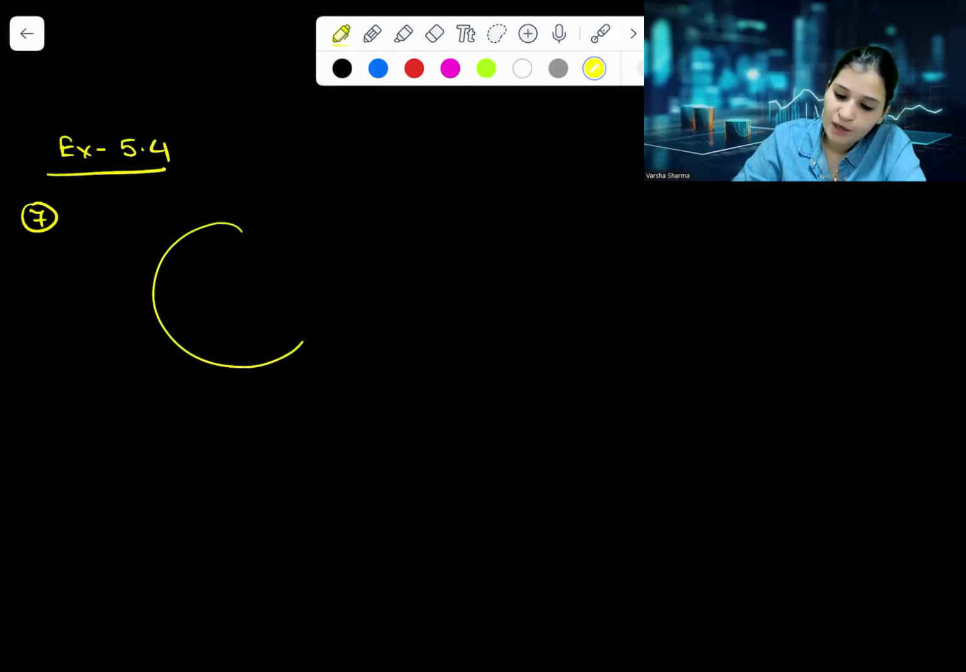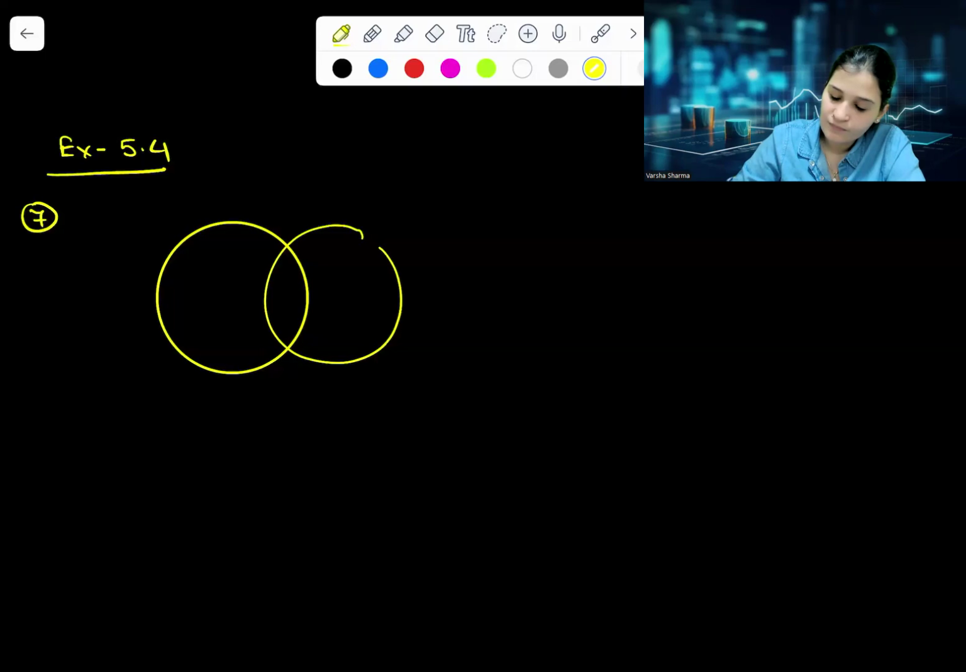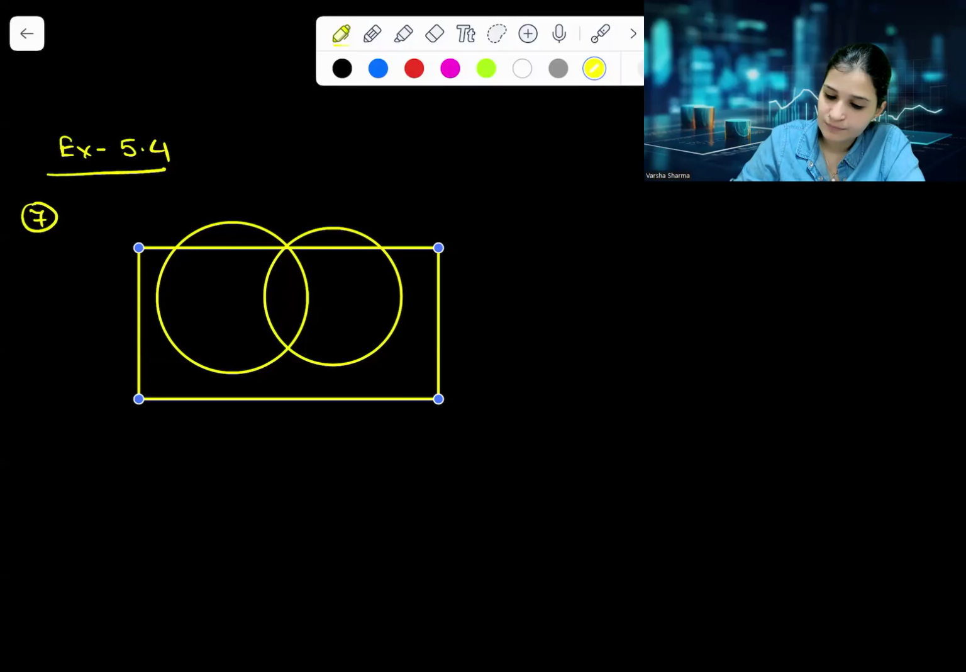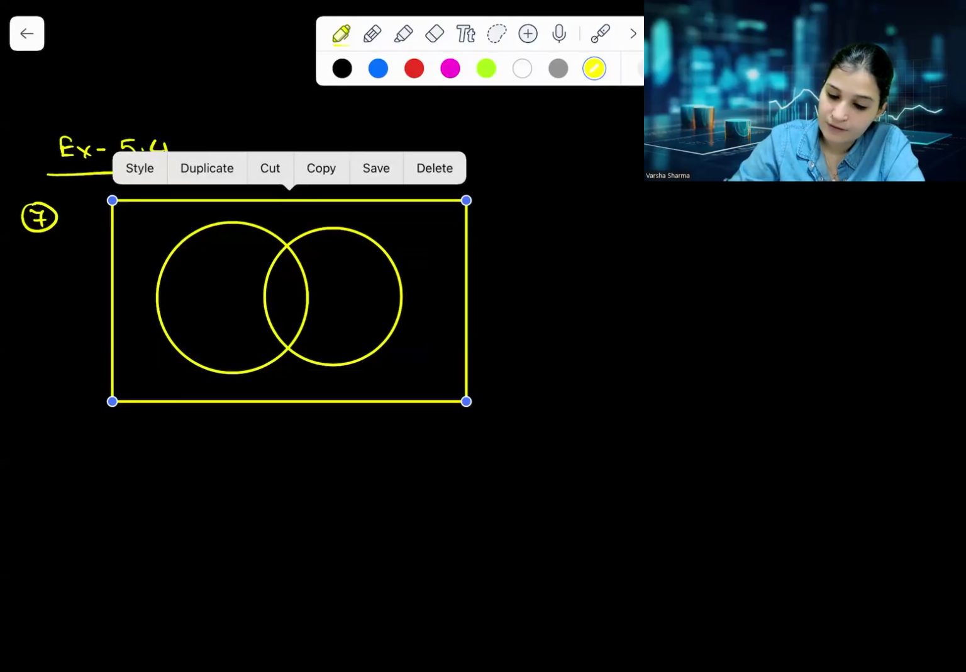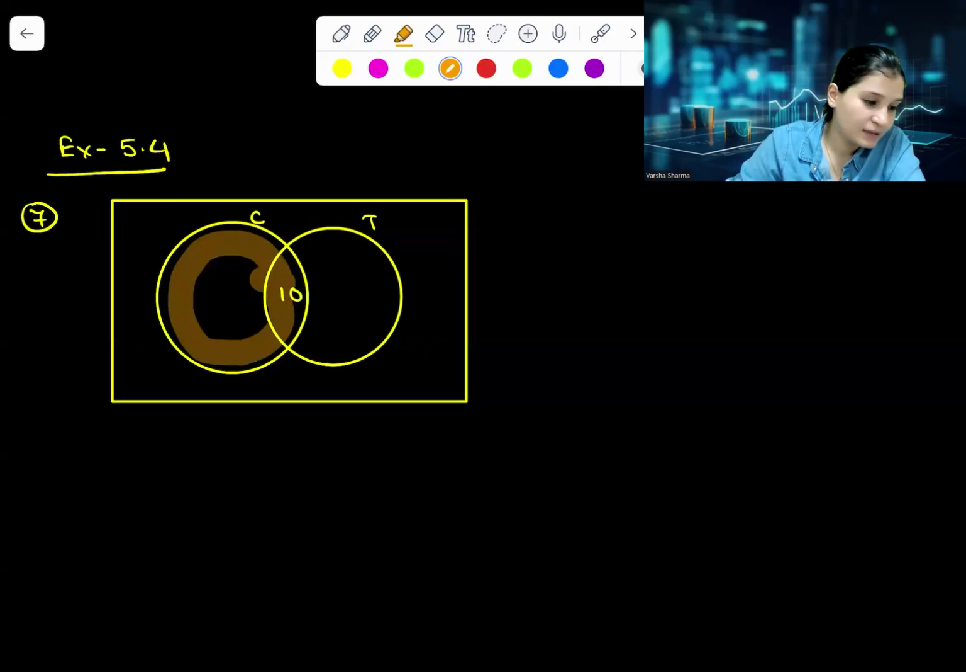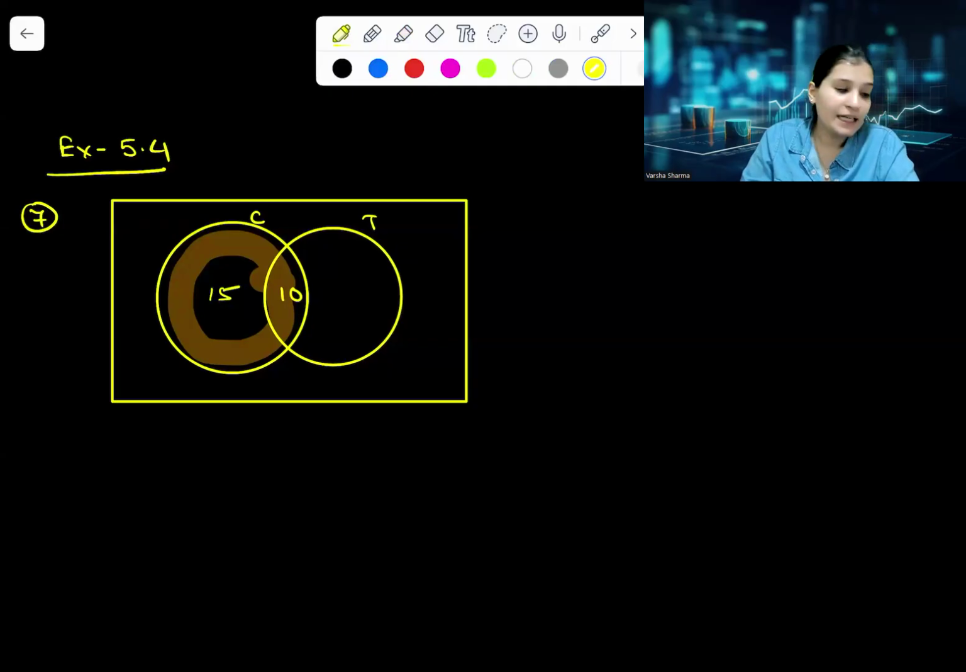Agree? So if I talk about it in the case of a Venn diagram, cricket and tennis. 10 students play both, right? Now, in cricket, there were a total of how many people? 25. 10 are already there, so 15 remaining. In the tennis circle, I want how many people? 20 people. 10 are already there, 10 left. And in total, in the universal set, there are 60 people.